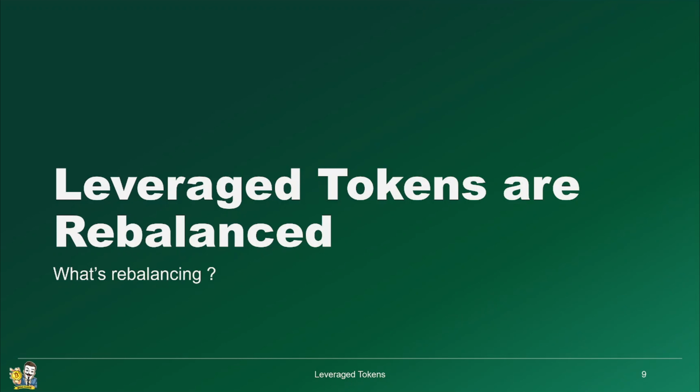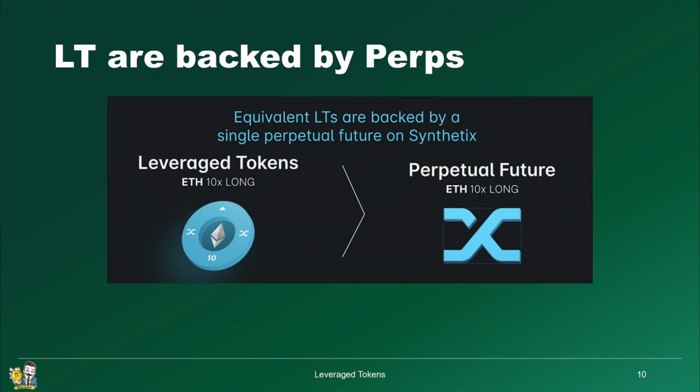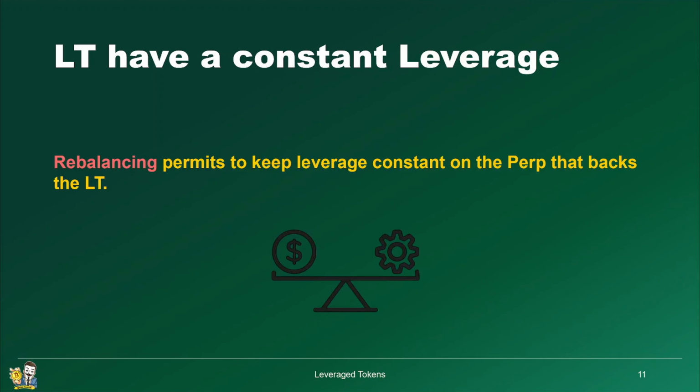Let's get to the heart of the matter and talk about leverage tokens and their rebalancing. First of all, you must understand that leverage tokens are backed by perps. It means that when a leverage token is created, a perpetual future with the same leverage will be created in the back end. However, there is no liquidation risk on the leverage token, while there is a liquidation risk on the perpetual. How is this possible? It's because leverage tokens have a constant leverage. Indeed, rebalancing allows to keep a constant leverage on the perps that back the LT.